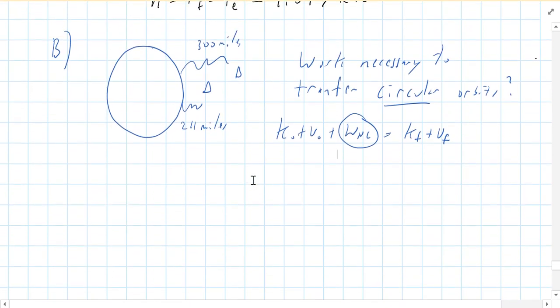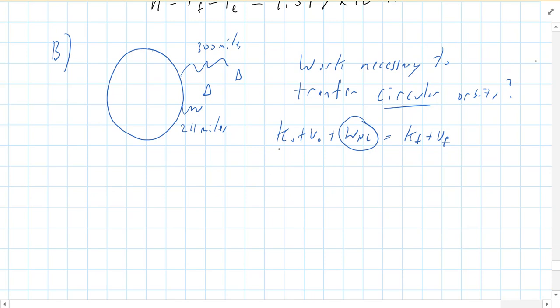So we know that kinetic energy is 1/2 mv naught squared, and then potential energy is negative G mass of the Earth, mass of the station, over r naught, plus our work, equals 1/2 mv final squared minus G mass of the Earth, mass of the space station, over r final.